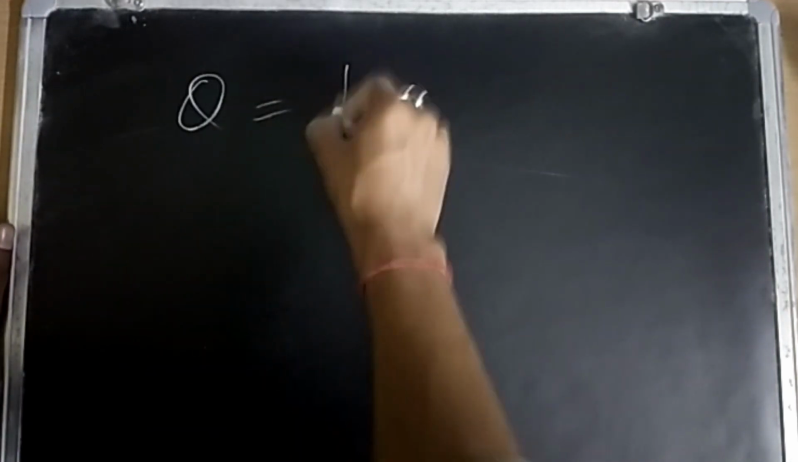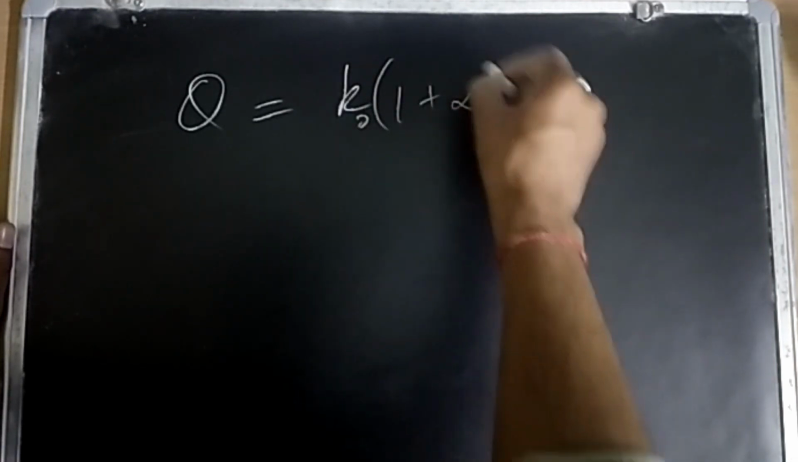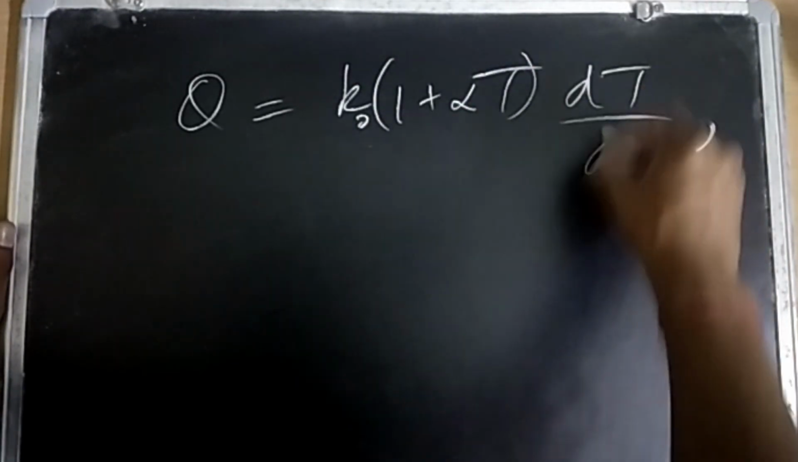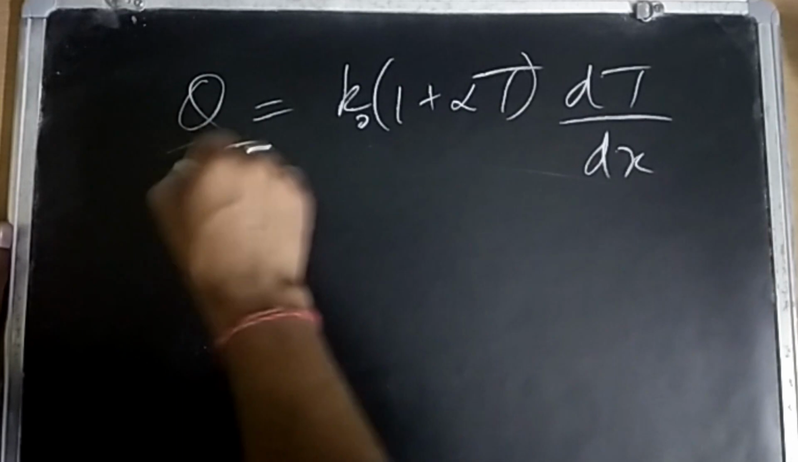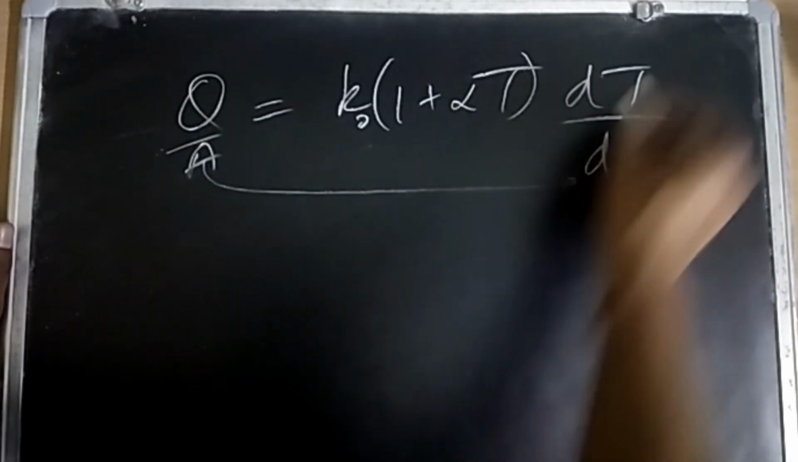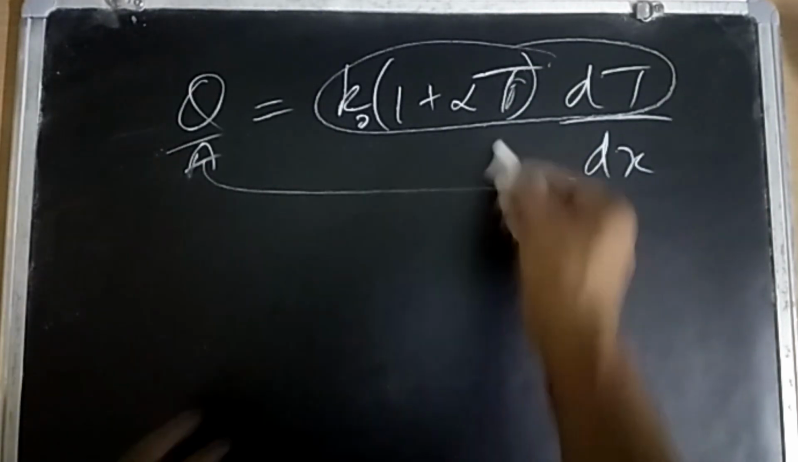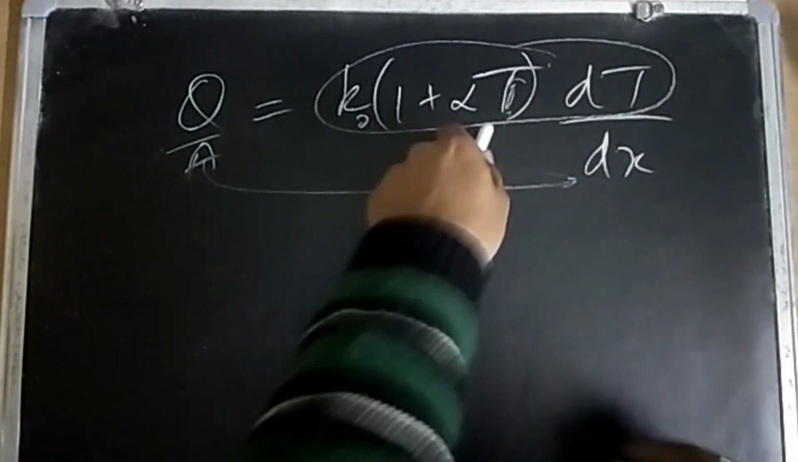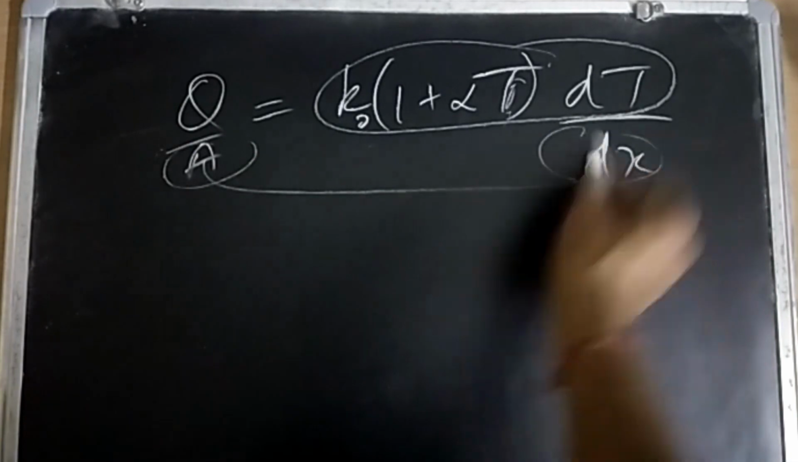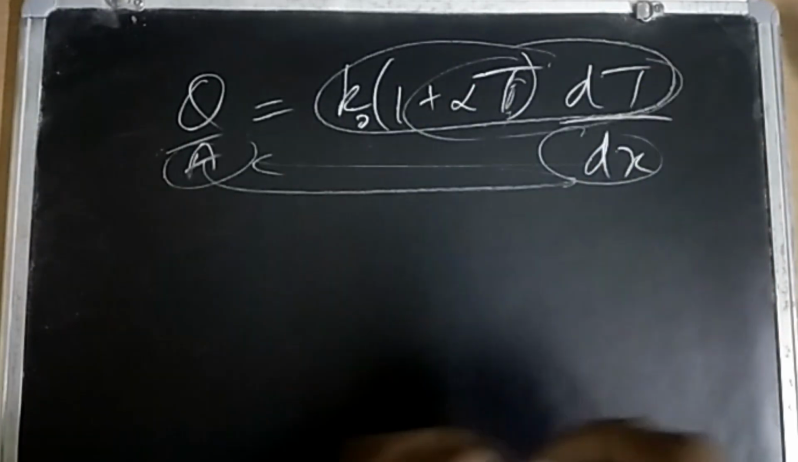Next thing: in some questions, if Q is given, with k0 (1 + alpha T) and dT upon dx, and some area is also there, with area as a function of x, remember you need to integrate this temperature function with dT. Don't just take it out like that. Integrate A and x over there, and here integrate the temperature.